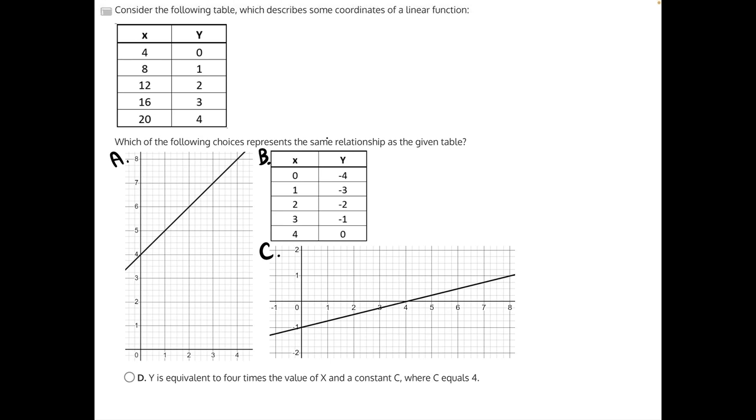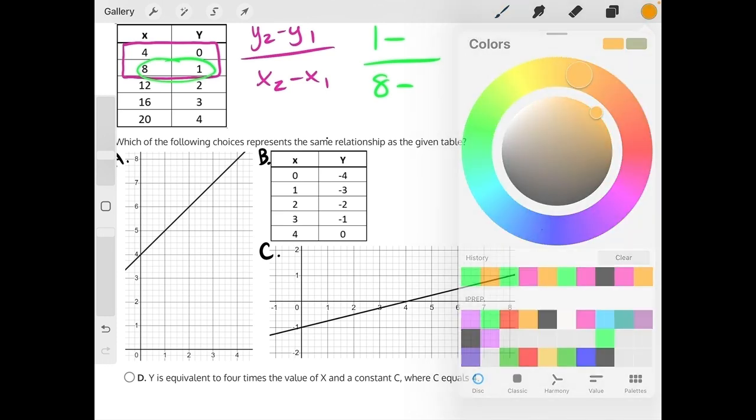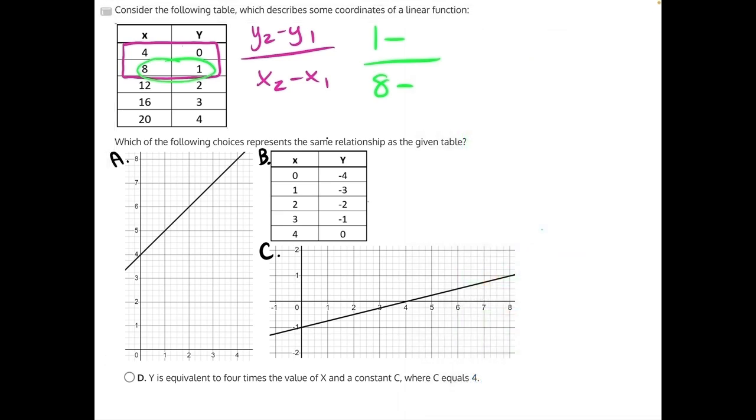But first, let's start by finding our slope, y2 minus y1 over x2 minus x1. And I'd like to use these 2 points. For my y2 and x2, I'm going to use the second pair of coordinates. So we'll have 1 minus and 8 minus. Then we will use the other set of coordinates for our y1 and x1, 0 and 4. 1 minus 0 will give us 1, and 8 minus 4 will give us 4. So our slope in this case is equal to 1/4.